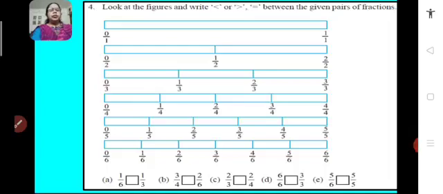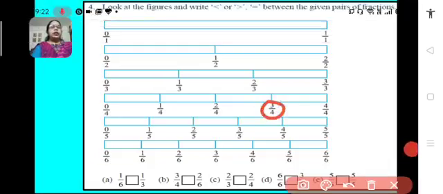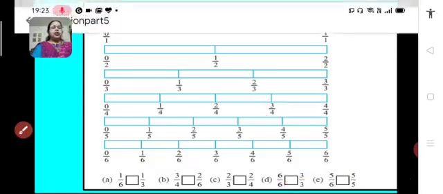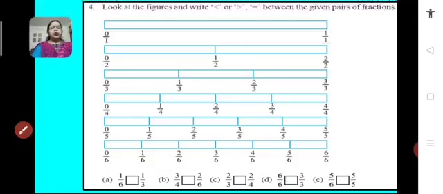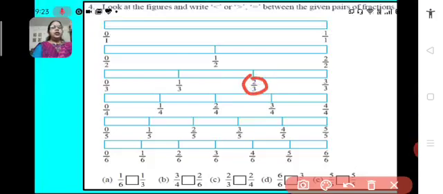Then B, 3 upon 4 and 2 upon 6. This is 3 upon 4 and this is 2 upon 6. So 3 upon 4 is greater than 2 upon 6. Next one, 2 upon 3 and 2 upon 4. 2 upon 3 is this one and 2 upon 4 is this one. So 2 upon 3 is greater than 2 upon 4.